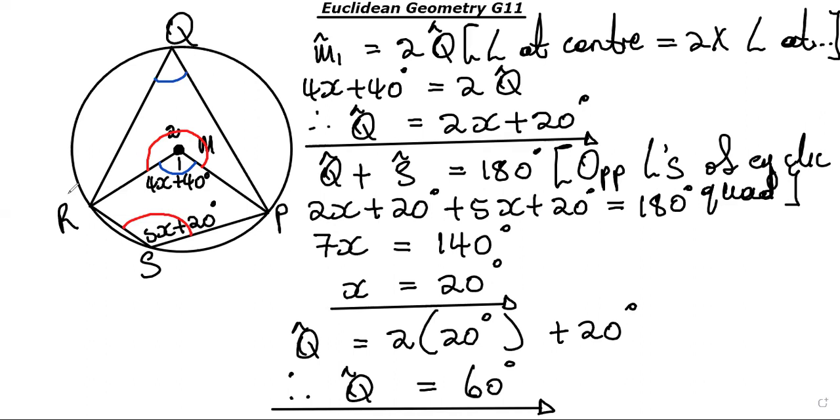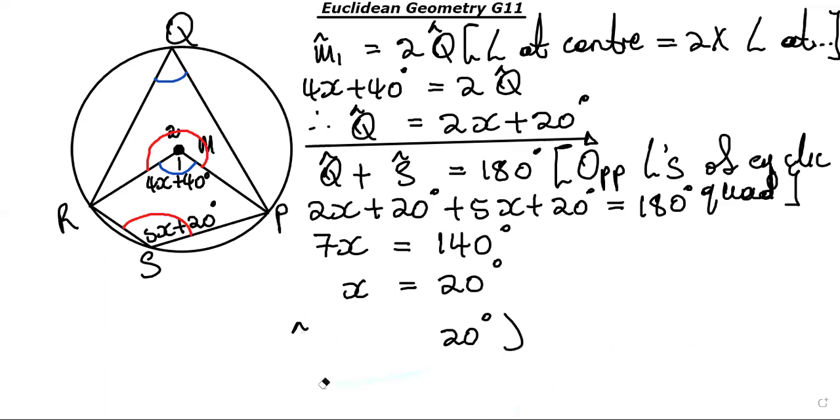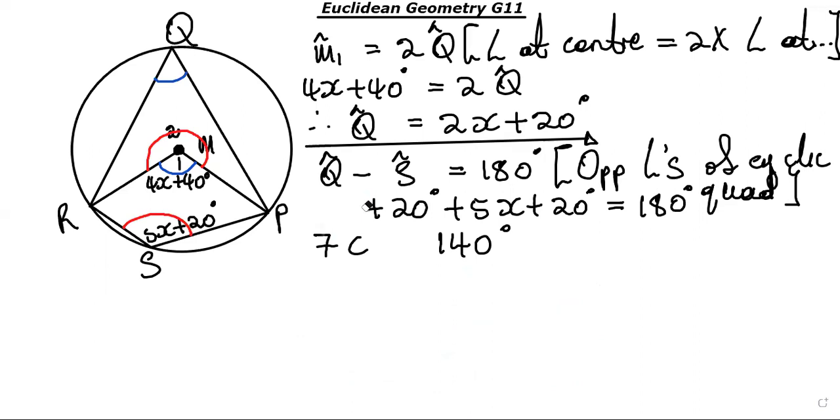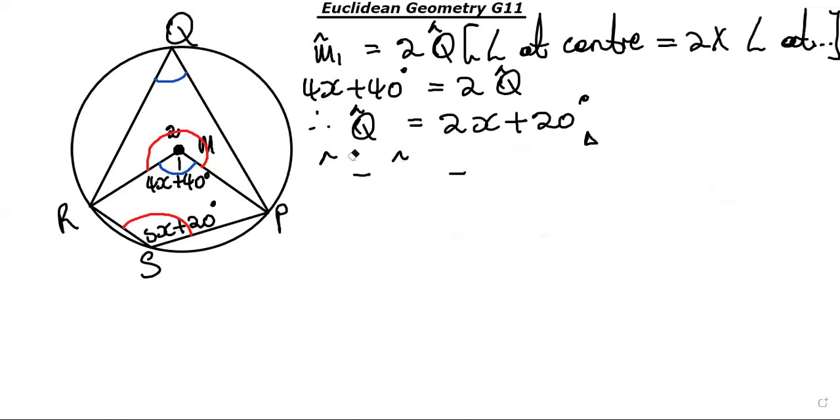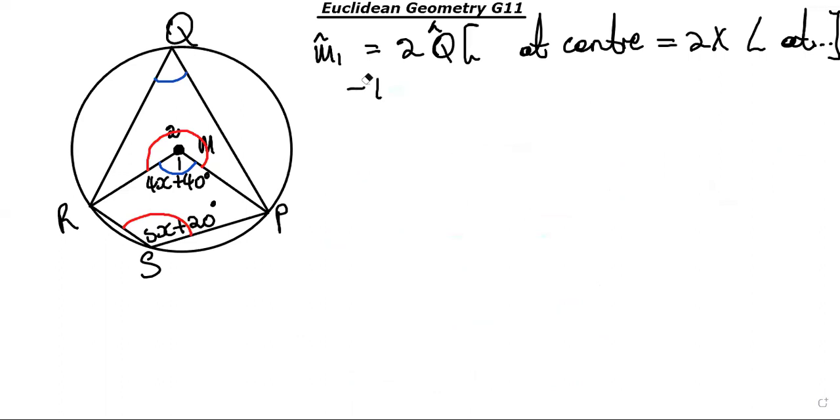And now that you know your value of x, you can go ahead and substitute it into your Q. Do you see that? So you'd be using angles around the point, and angle at the center is twice angle at the circumference. But I think it's necessary for me to show you. So let's show you that.